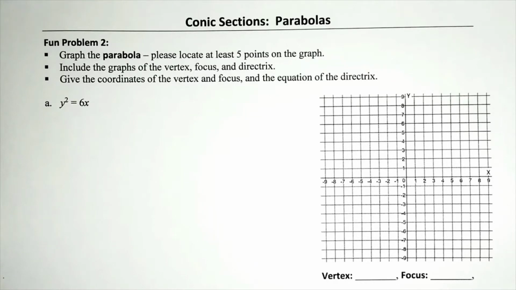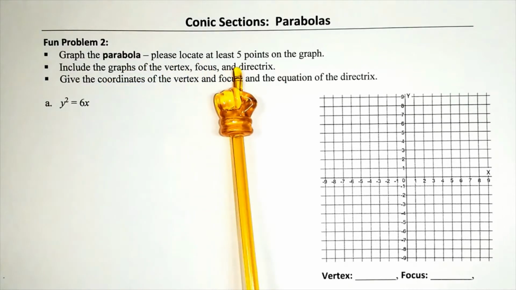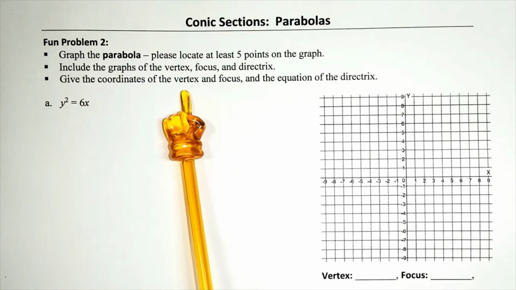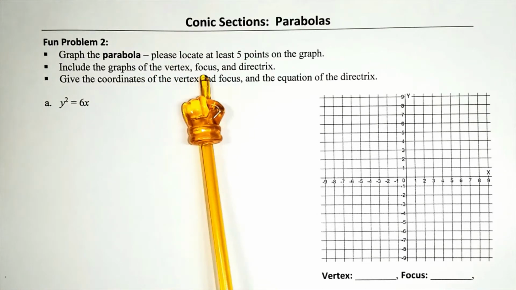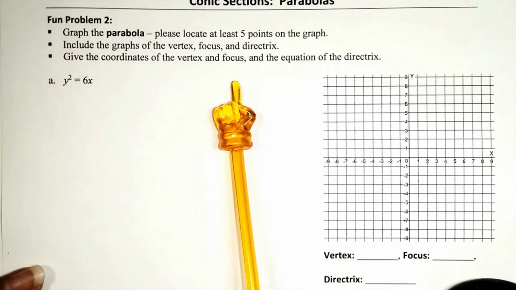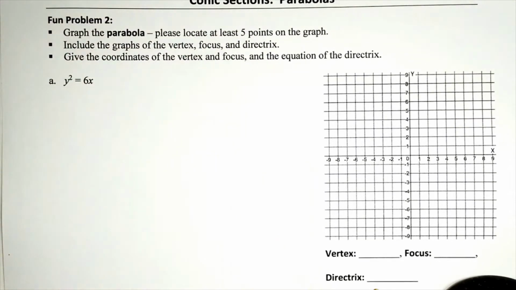Okay guys, fun problem 2 has been located. The directions are the same. Graph the parabola. We want to locate at least 5 points on the graph. We would like a comprehensive graph, so that's why we are asked to graph the vertex, focus, and directrix. And then to make it easier to make sure you nailed everything, I also need you to identify the coordinates of the vertex, focus, and equation of the directrix.